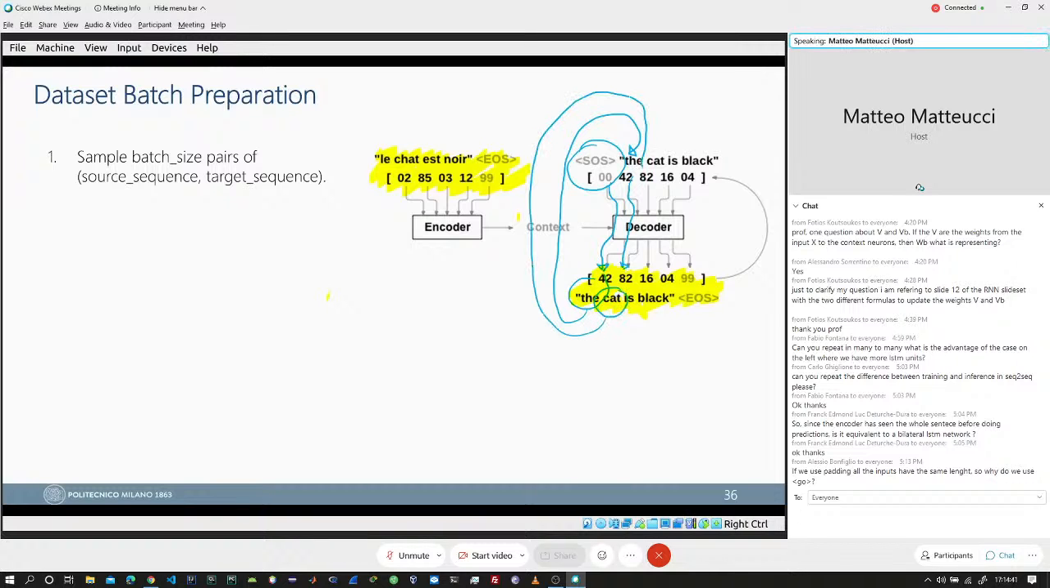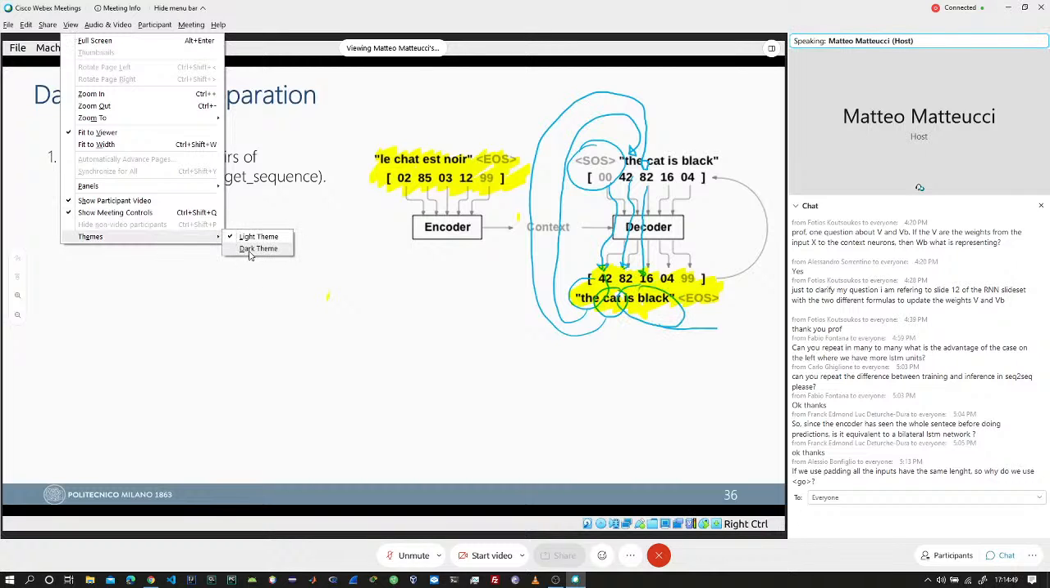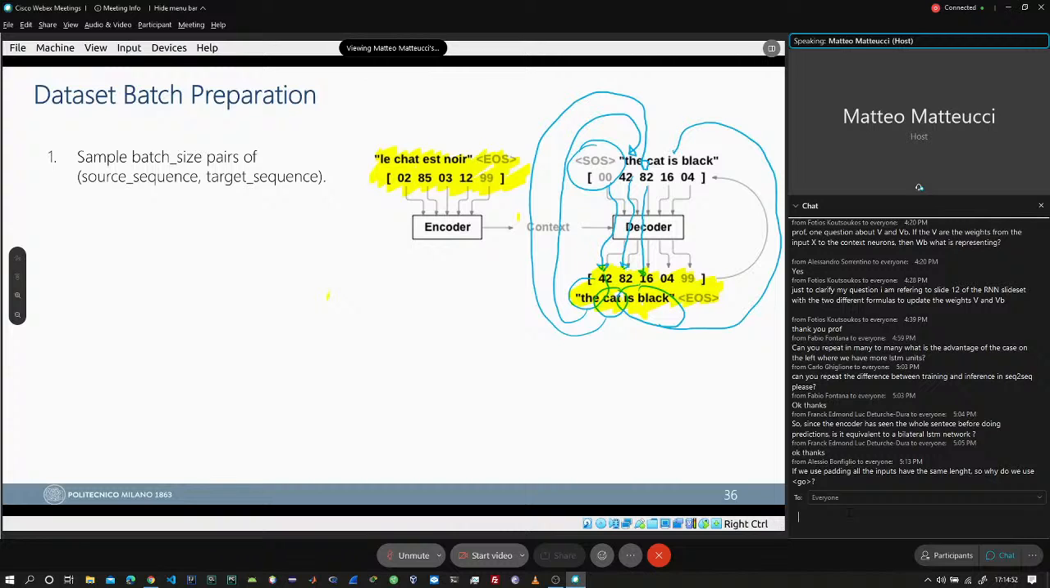Then you input cat as the next input in the sequence. You get black, and then you input black. Then you input these, and eventually you will get an end of sentence. So at training time, I just try to predict the output given a shifted version of the output itself.